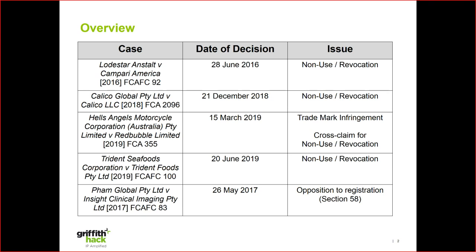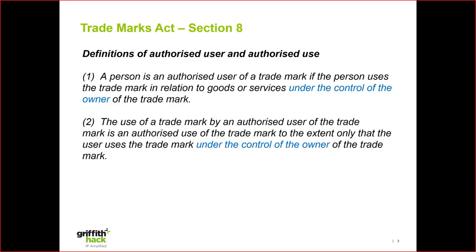And one of the key sections that it's important to understand for these cases that we're going to discuss today is Section 8 of the Trademarks Act. And that section is where we hear this phrase, under the control of the owner. So a person is only an authorised user if they are using the trademark under the control of the owner, and the use that they might have evidence of is only going to be valid evidence of use if it is under the control of the owner.